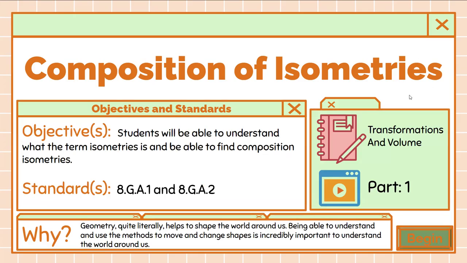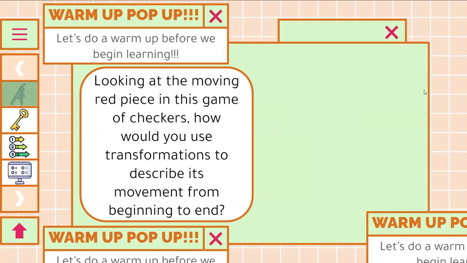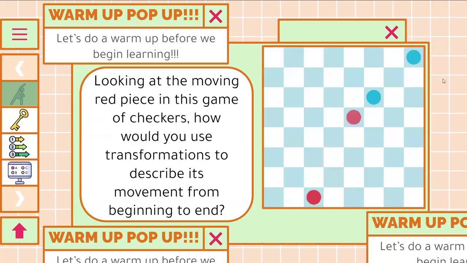Let's begin. First, with a warm-up pop-up. Looking at the moving red piece in this game of checkers, how would you use transformations to describe its movement from beginning to end? So it'll start fresh, looking at our red checker piece. How would you use transformations to describe what it is doing?